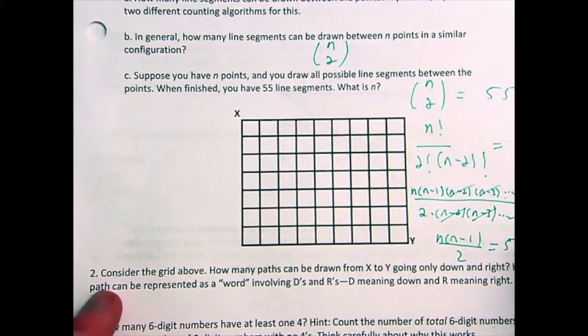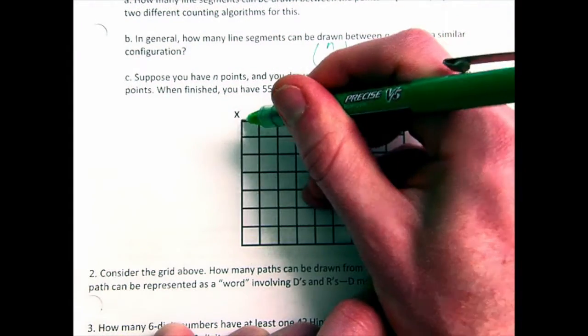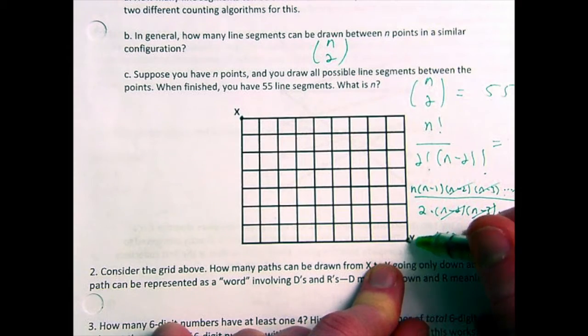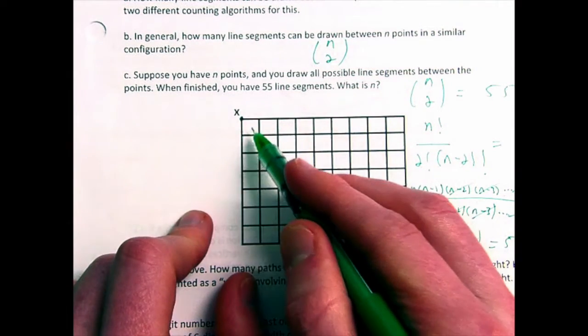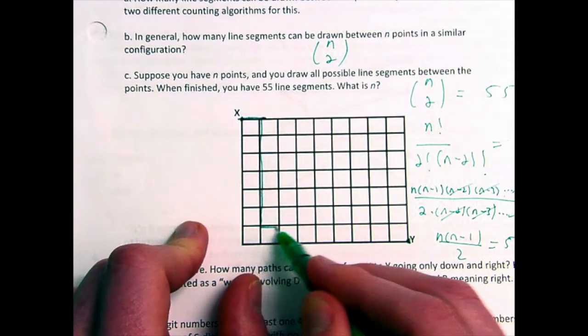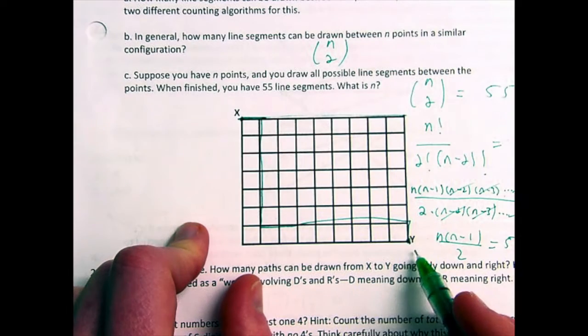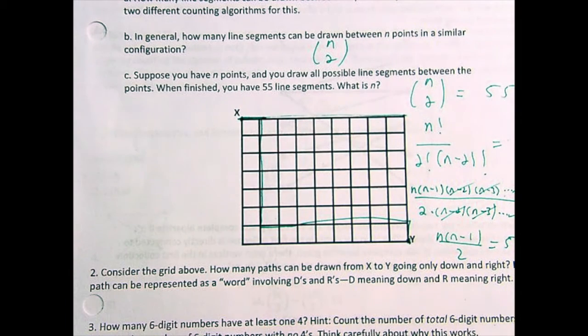So, you've got this grid problem, and the question is how many paths can be drawn from this point to this point right here, from x to y, such that you only move to the right and down. So, for example, this could be a path, right? Or maybe all the way to the right and then all the way down. How many such paths are there?